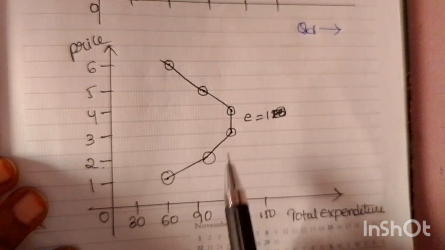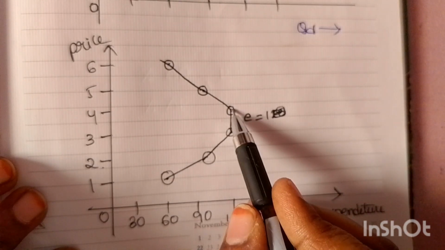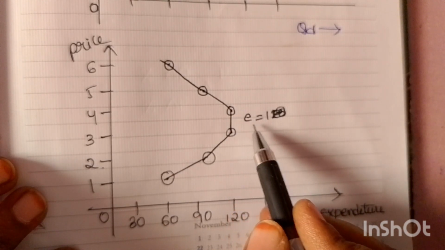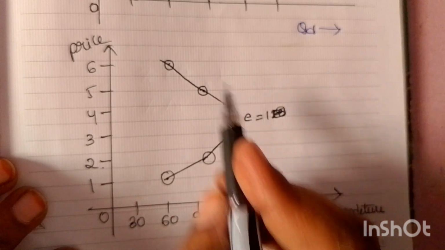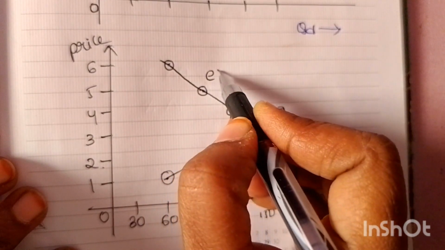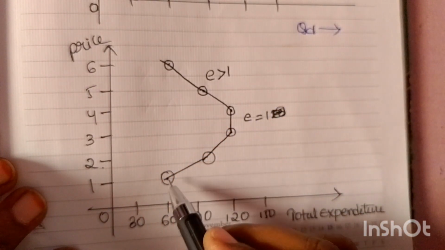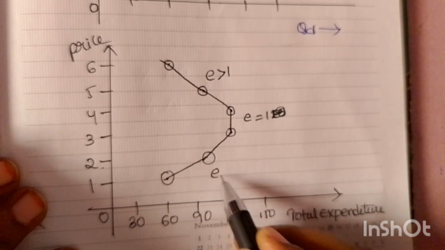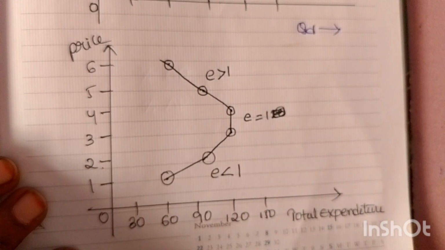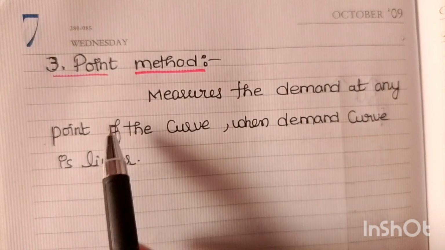Okay, from this graph, here the 120 means that the elasticity is equal to 1, and here the elasticity is greater than 1, and at these points the elasticity is less than 1. So this is the concept of the total outlay or total expenditure method. And the next method is the point method.